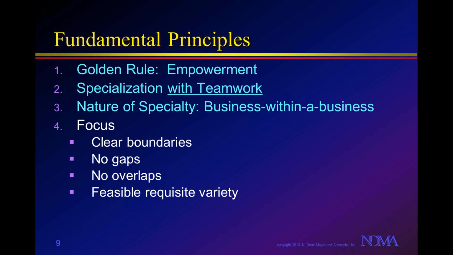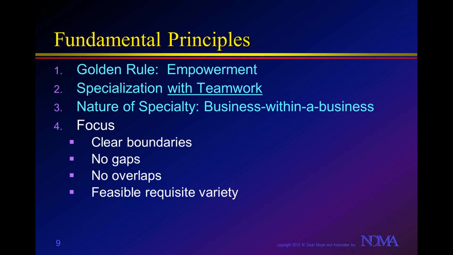And feasible requisite variety, what that means is we want to design jobs that are doable, that normal people can win at. You see, if you design a job that requires a superachiever, well, you're going to have a difficult time recruiting, and even if you find a superachiever, they'll just break even and everybody else would fail.